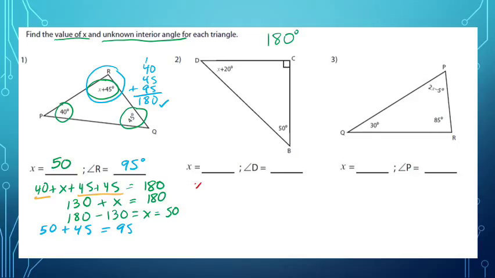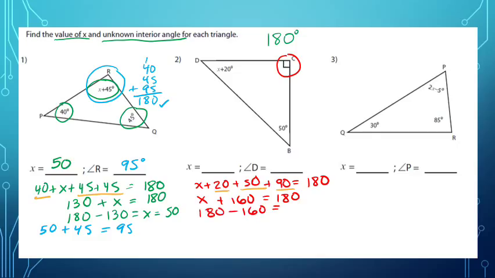My new angles, I have x plus 20 plus 50, and then I've got this one right here, which hopefully you recognize as a right angle, 90 degrees. So those 3 angles added together make 180. Again, I'm going to go ahead and combine my like terms. Looking at this, 20 plus 50 would be 70. 70 plus 90 would be 160. So x plus 160 equals 180. Rewriting this, 180 minus 160 would give me x, which is 20.